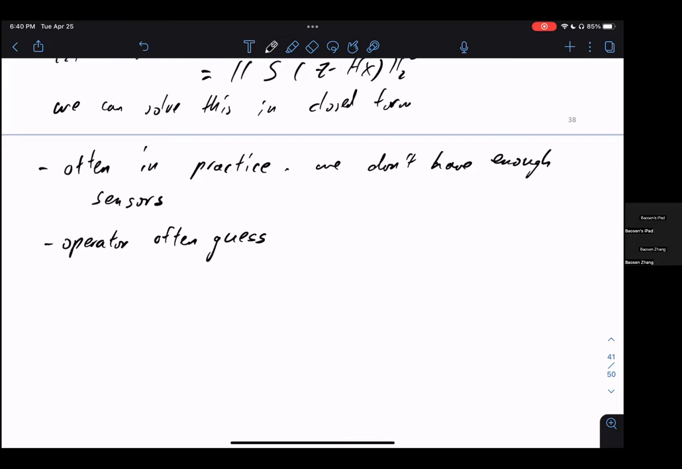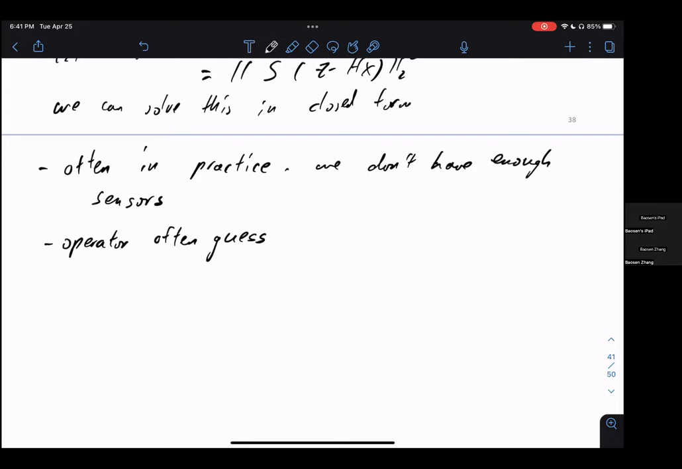Okay, so there's a fancy name for this. You don't want to call it a guess. Guess is not a good word to show up when you write this kind of thing. So anybody know what a fancy name for guess is? It sounds very fancy, but the fancy name for a guess is called a pseudo measurement.